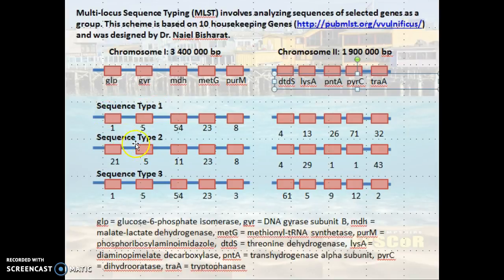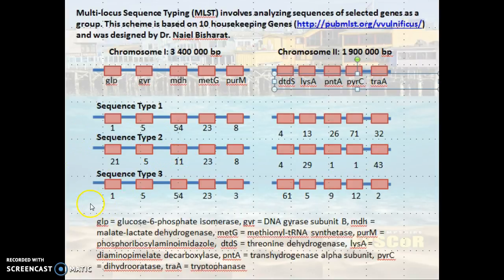So sequence type 1 in this example has allele 1 of the glp gene, 5 of the gyrB gene, 54 of the mdh gene, 23 of the metG gene, and 8 of the purM. These numbers are from a catalog of alleles for those particular genes that's maintained at this site, and that was developed by Dr. Niall Bisharat. Similarly, for chromosome 2, you've got allele 4 of this gene, 13 of this gene, 26 of this gene, 71 of this gene, and 32 of this gene. If you have different combinations of alleles, you're a different sequence type.